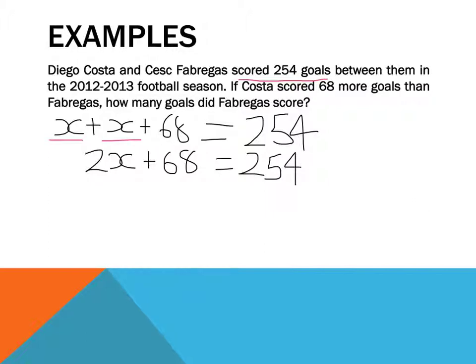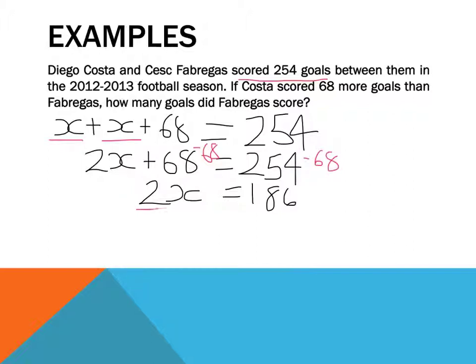The thing furthest away from the x at the moment is the 68, because the multiplication is right next to it. So I subtract 68 from this side in order to get rid of the 68. If I subtract 68 from that side, I must subtract 68 from this side. So my answer is left with 2x equals, what does 2x equal? 186. Okay, 2x equals 186.